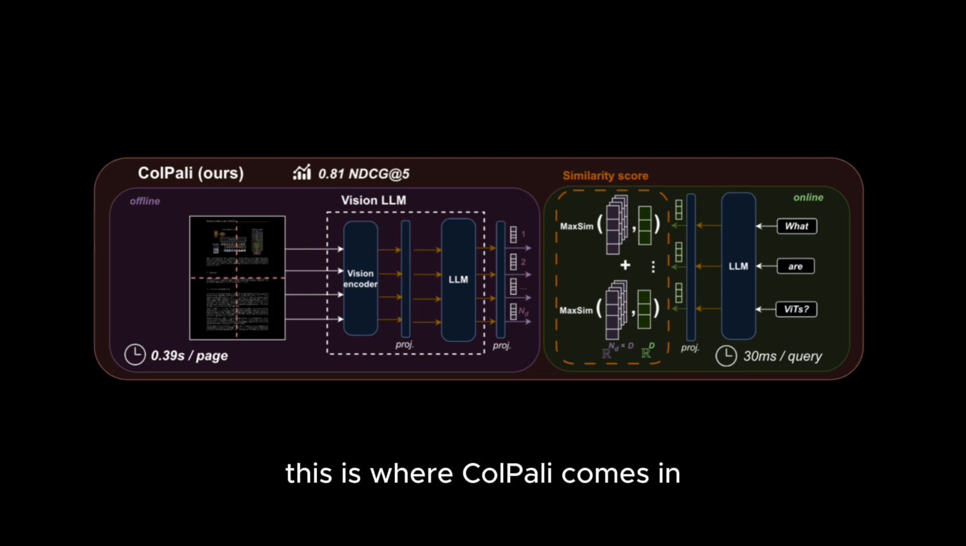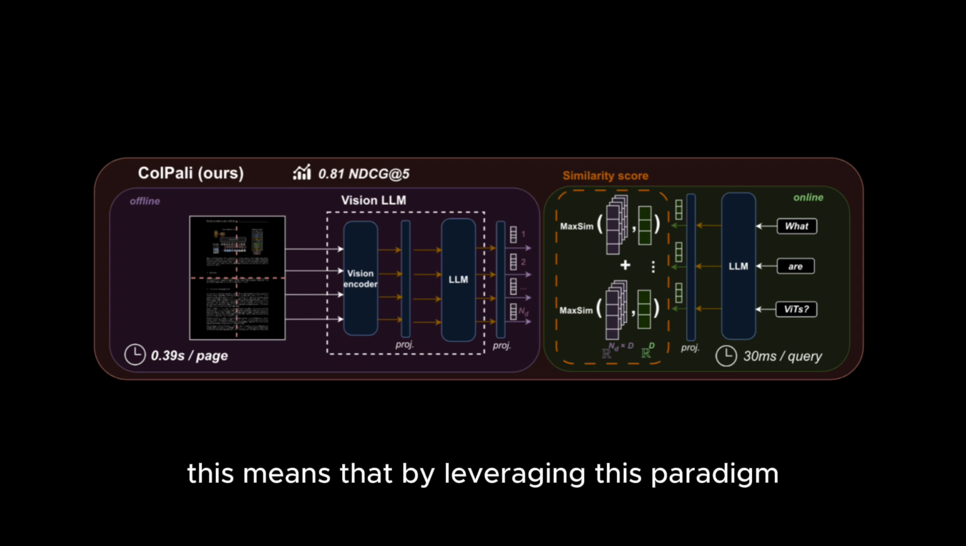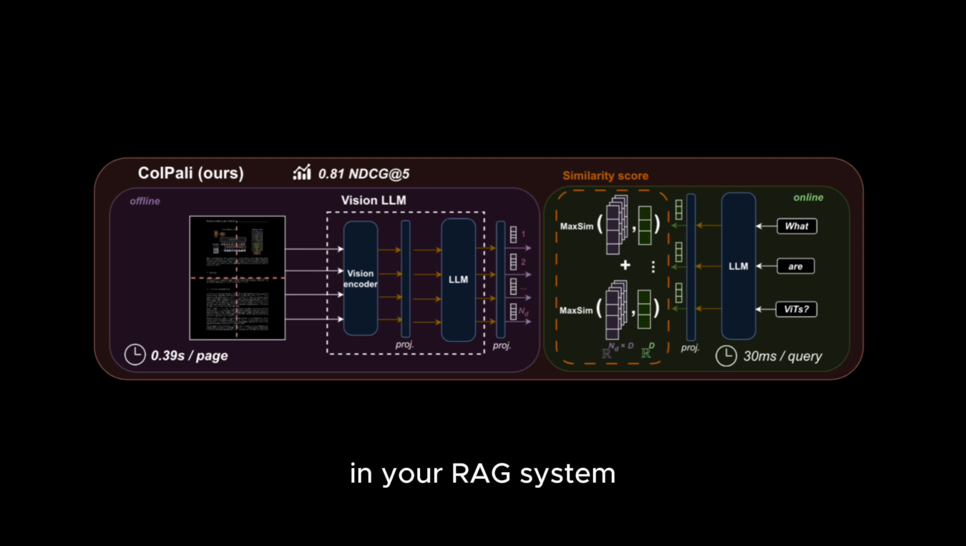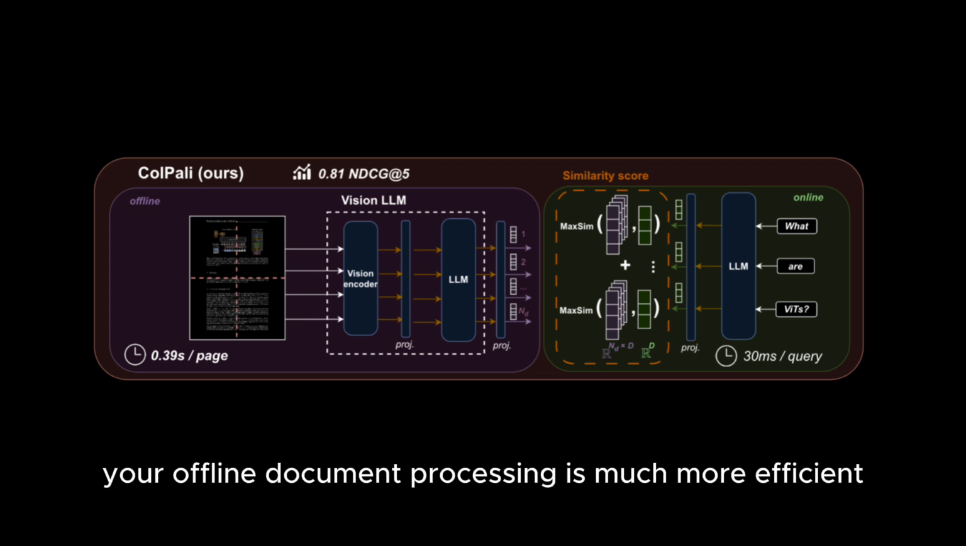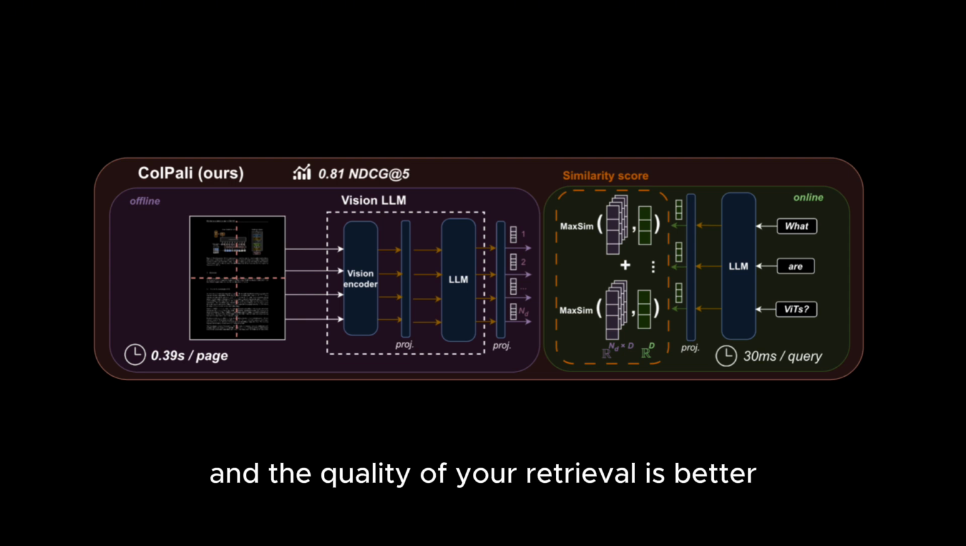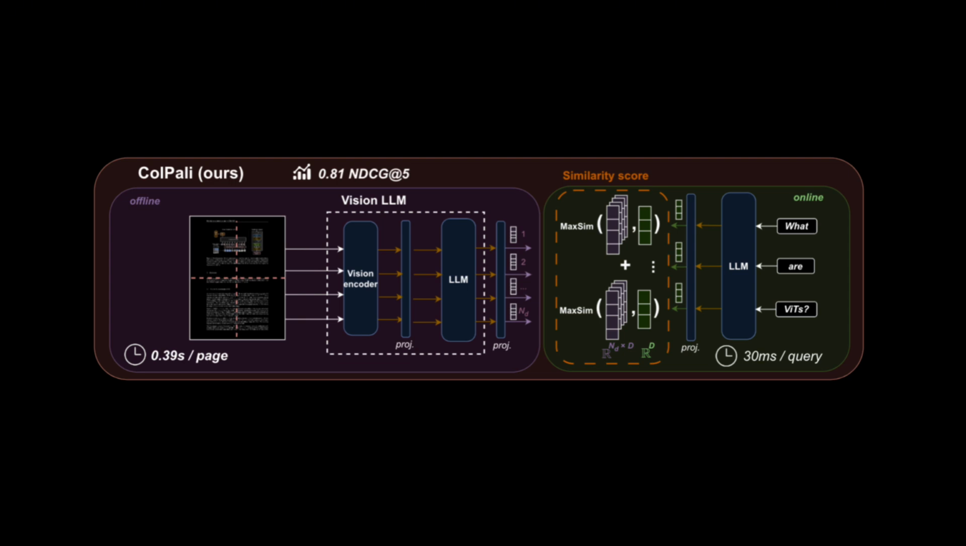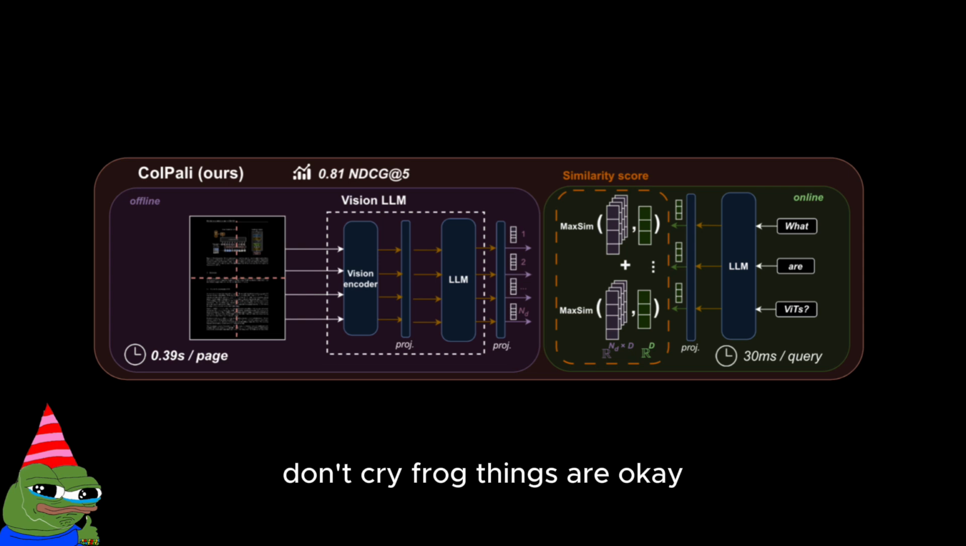This is where ColPali comes in. ColPali is a novel model architecture based on vision language models that can index documents purely from their visual features. This means that by leveraging this paradigm in your RAG system, your offline document processing is much more efficient and the quality of your retrieval is better. Don't cry, frog. Things are okay.